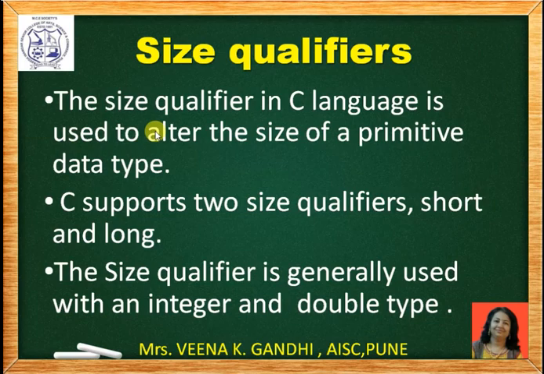The size qualifier in C language is used to alter the size of primitive or basic data types. It supports two qualifiers, short and long. The size qualifier is applied to only int and double data types. Means by applying short and long, we can increase or decrease the memory requirement of basic types, and the range of permissible values also changes by applying the size qualifier.